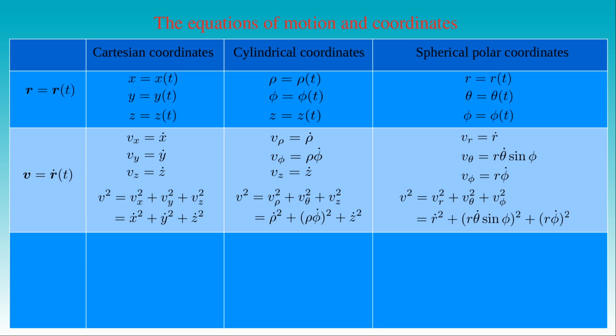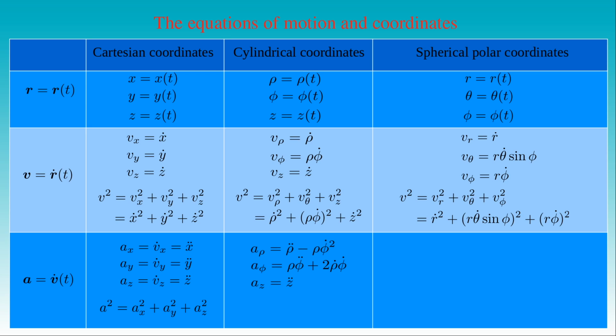In the third line of the table, we can see the acceleration a as a function of time. The components of the acceleration in Cartesian coordinate system are the second-order derivatives of the coordinates x, y and z. The square of the length of the acceleration is the sum of the squares of these components. In the next column we can see the acceleration written in cylindrical coordinates.